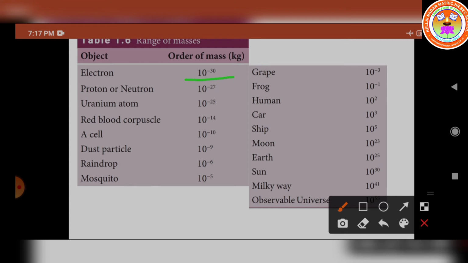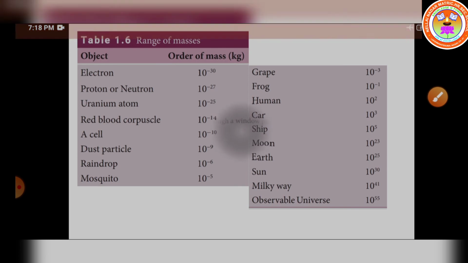Proton or neutron having the same mass is 10 power minus 27 kilogram. Then 10 power minus 10 kilogram. Dust particle 10 power minus 9 kilogram. Then raindrop 10 power minus 6 kilogram. Grape 10 power minus 3 kilogram. Car 10 power 3 kilogram. Moon 10 power 23 kilogram. In the order of, we have to write it. Earth 10 power 25 kilogram. Sun 10 power 30 kilograms, like that. So these are some of the range of masses given in the tabular column. Once you have to read. Okay.